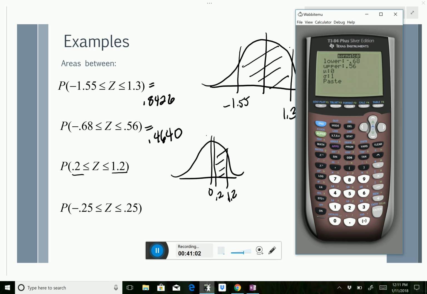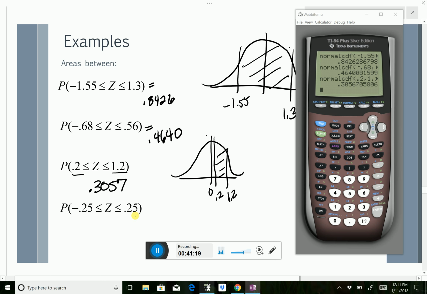Number 2, 0.2 up to 1.2. Yep. 0.3057. So negative 0.25 to 0.25. So that's going to be like here to just here.